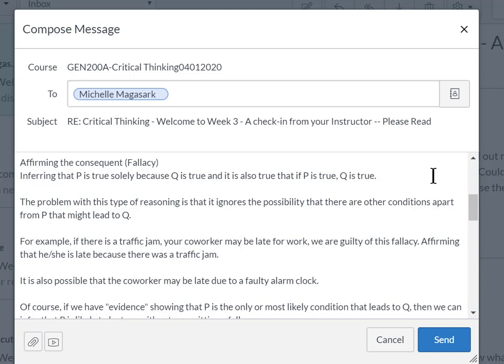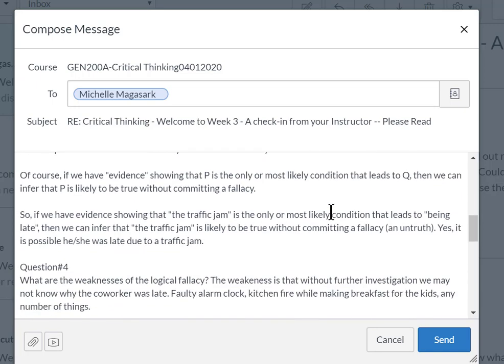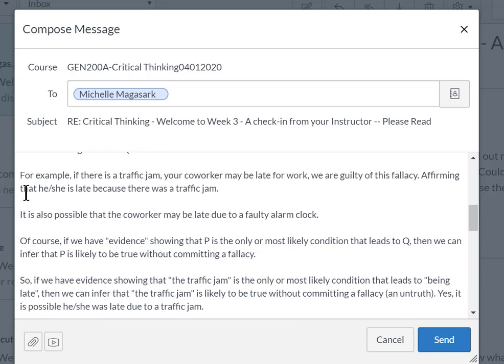Now, they're all different. The problem with this type of reasoning is that it ignores the possibility that there are other conditions apart from P that might lead to Q. So there are other conditions that might make this not true. Let's go on. For example, if there is a traffic jam, your coworker may be late for work.